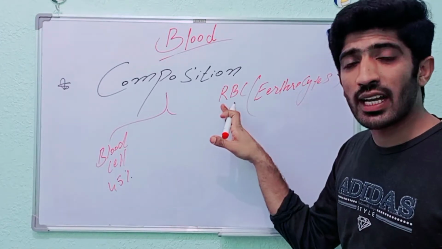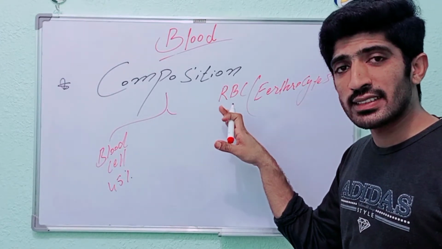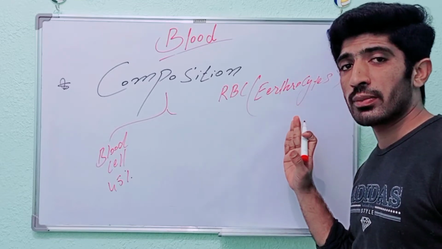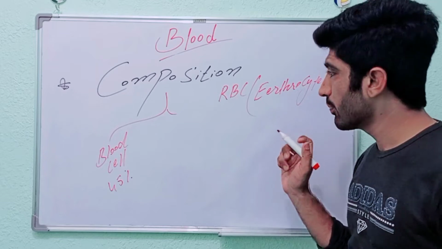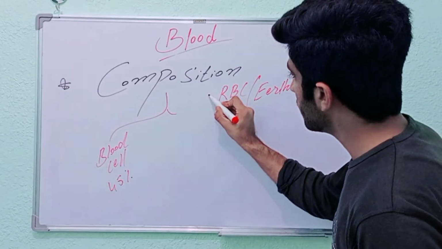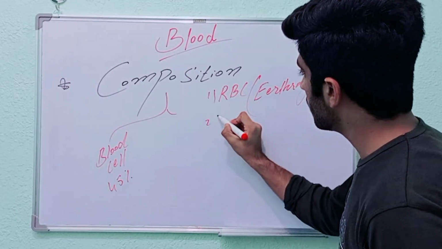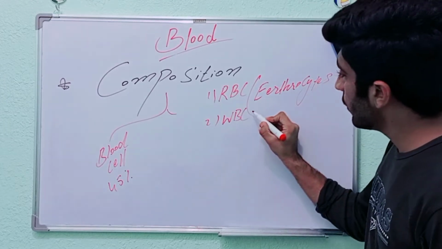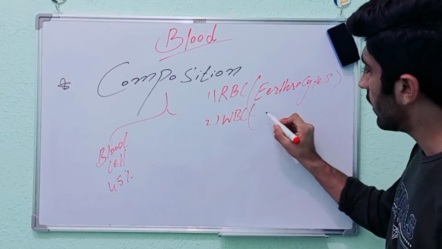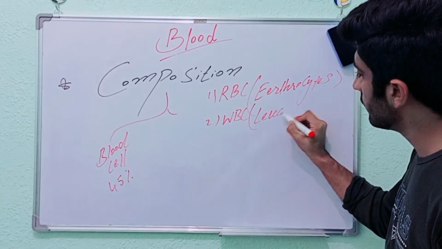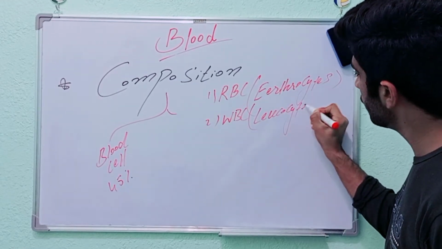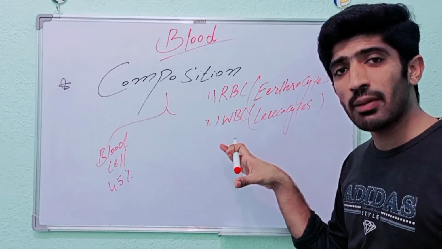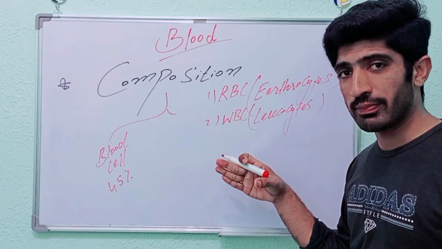The function of the red blood cell is to carry oxygen from the alveoli of the lungs to all parts of the body, to the tissues and cells of the body. The second cell is WBC, white blood cell, so-called leukocytes. The white blood cells help the immune system of our body.